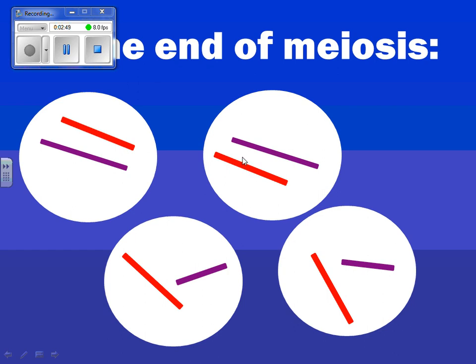Now that's some good stuff. If these are sperm or egg, when those sperm and egg meet, we're going to have a diploid individual. So that is perfect.